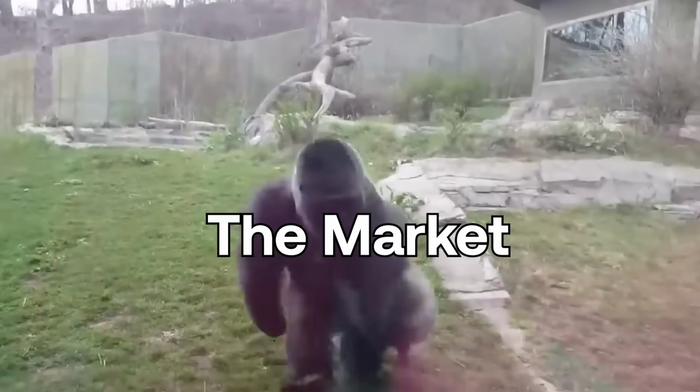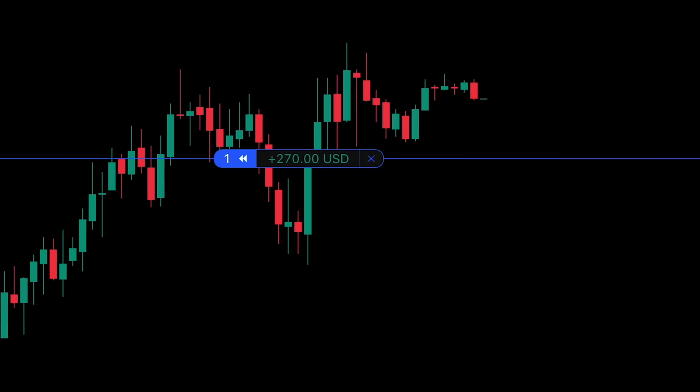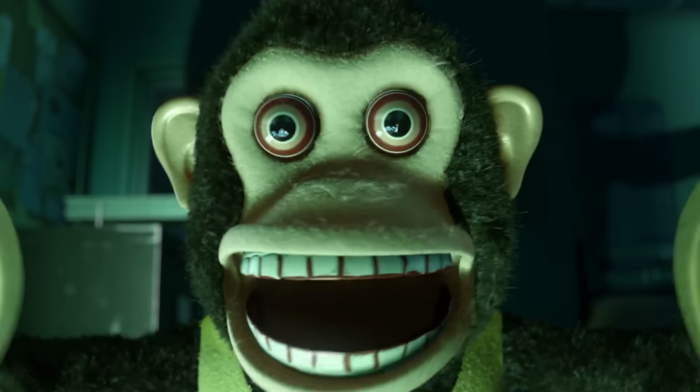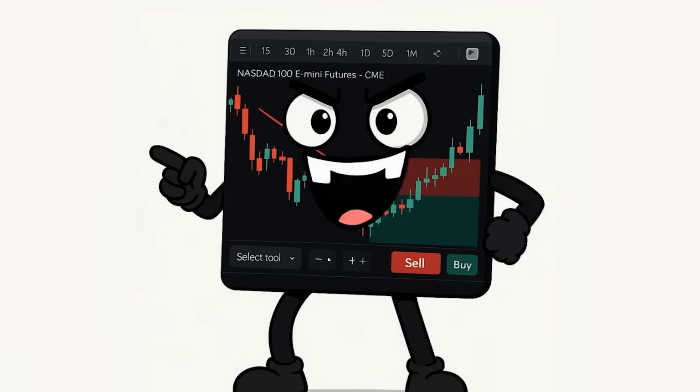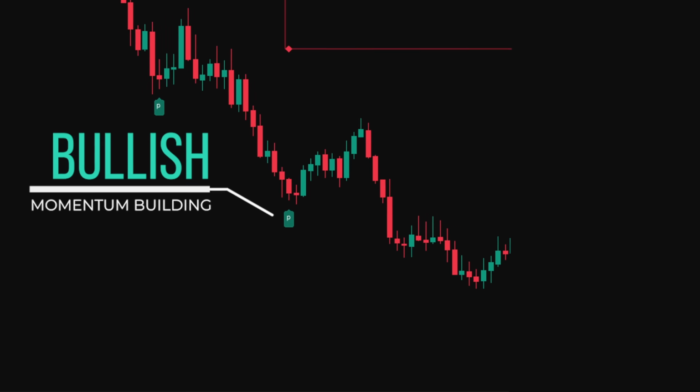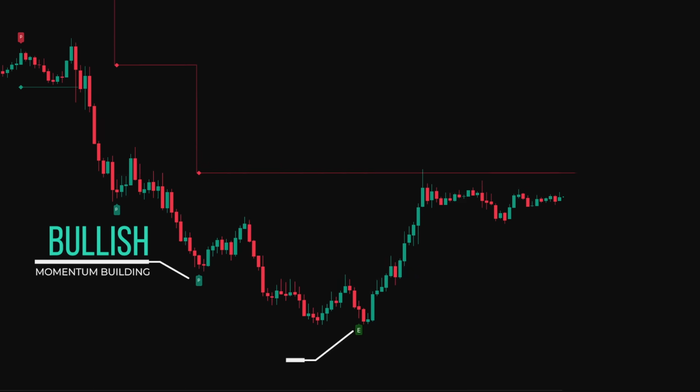Ever felt like the market was taunting you, reversing the moment you got in? You're told to follow the trend, yet somehow you're always one step behind. It's almost as if the chart knows. But what if you could spot reversals before they happen? Not guess, not hope. No.